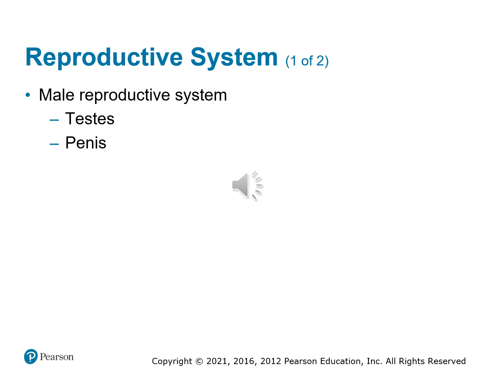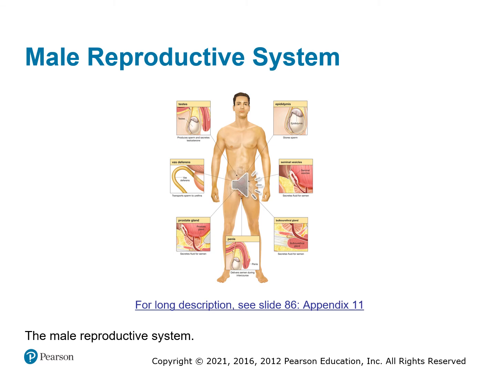Now we're going to get a little unique here because we need to talk about men versus women. The male reproductive system is different from a female reproductive system. The male reproductive system includes the testes and the penis. Taking a closer look, within the testicles themselves, you have the epididymis, which stores the sperm, the vas deferens, which is the tube that transports the sperm to the urethra, and then you've got a couple other structures that help to secrete semen to transport that sperm.